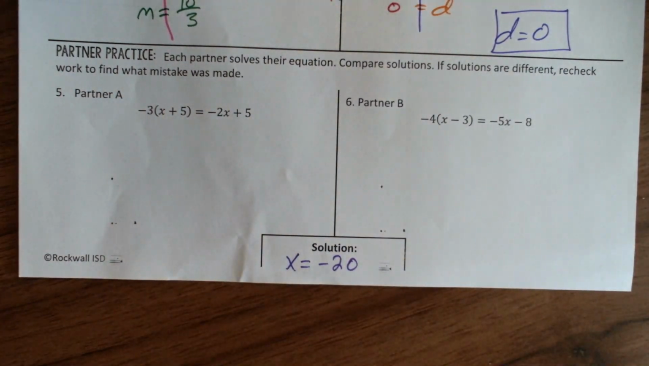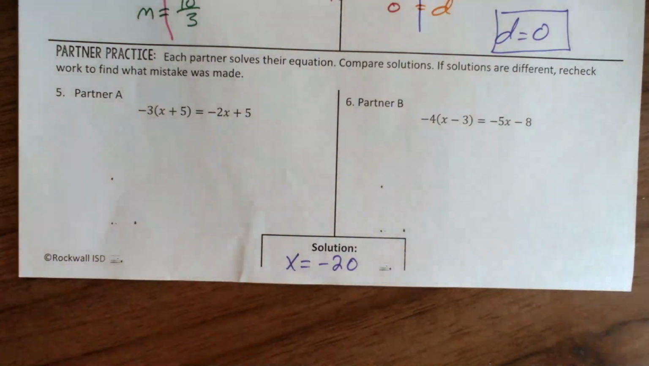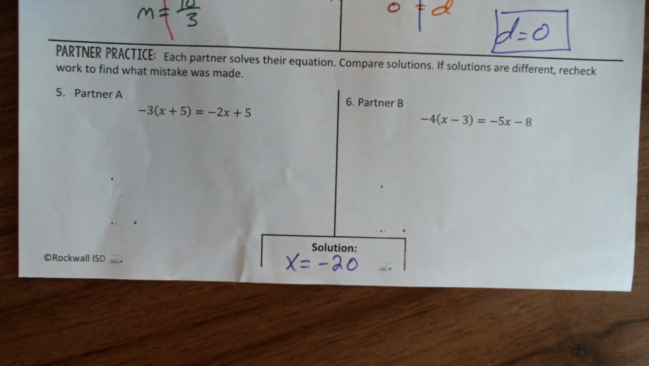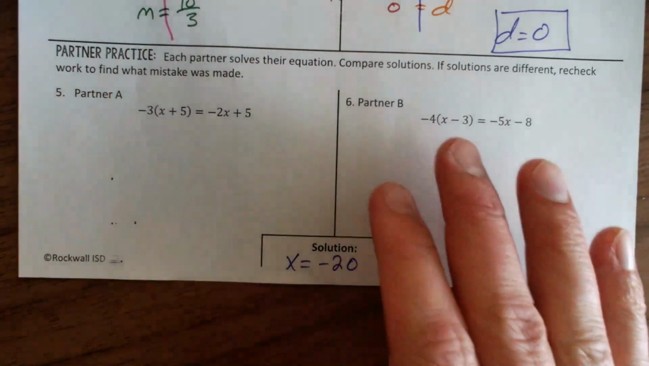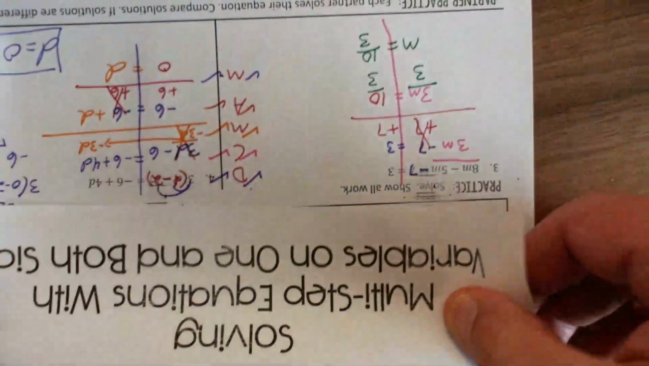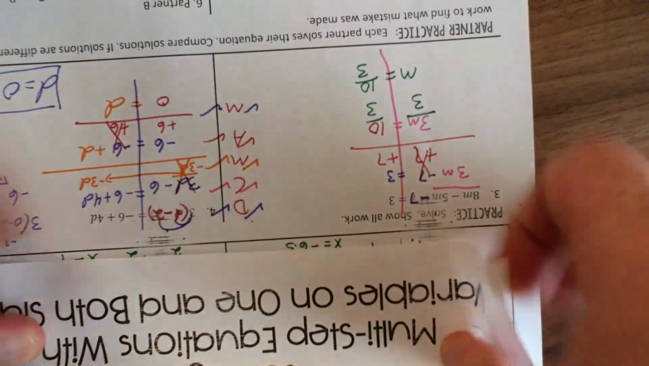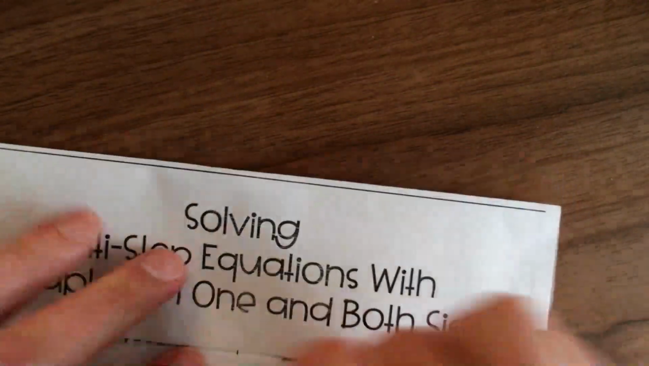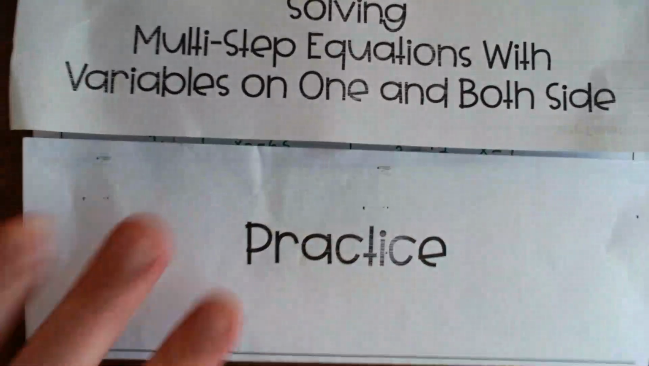And this is your notes for solving multi-step equations with variables on both sides using the distributive property. Pay attention, there are lines on the back. That's where you fold. And make sure they get glued and put in your journal.